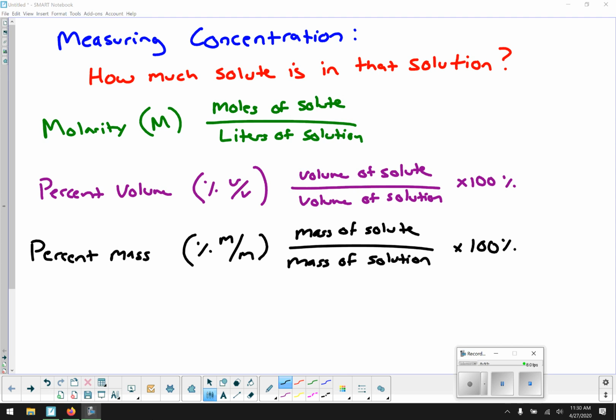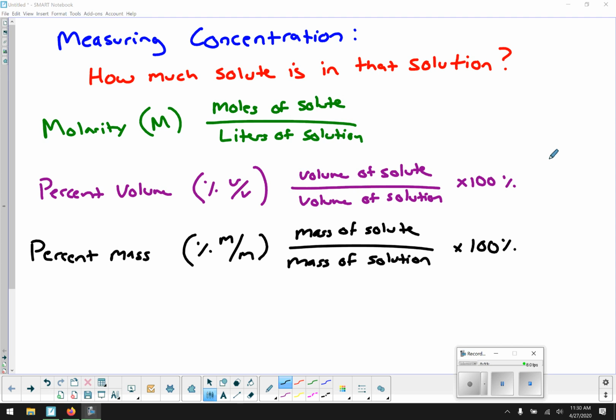But they can help people who don't really understand the depths of chemistry just kind of get a good idea of how much stuff is in there. So a lot of consumer products are given percent by volume or percent by mass. But from a chemical standpoint, it's not as helpful. Whenever we're talking about concentration, we're talking about how much solute is in the solution. We're going to focus primarily on molarity, but I will go over the equations for each of them. So molarity is moles of solute divided by liters of solution. So moles per liter. Percent volume is volume of solute divided by the total volume of the solution.